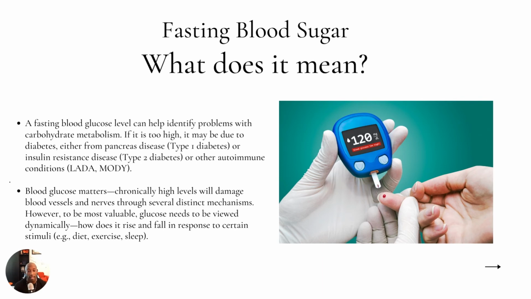And this matters because if you have chronically elevated levels of blood sugar, you're going to damage your blood vessels and your nerves. It's like you're rotting yourself from the inside out. So you don't want to just let it be high. We want to look at what are the things that are impacting your blood sugar, and how can we monitor it? How can we fix it? Some of those things include stress and sleep, diet, and exercise.